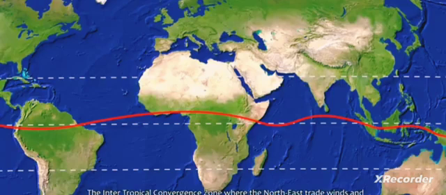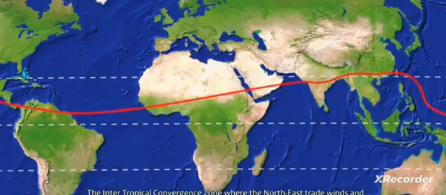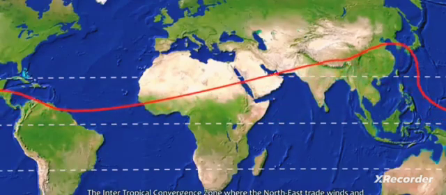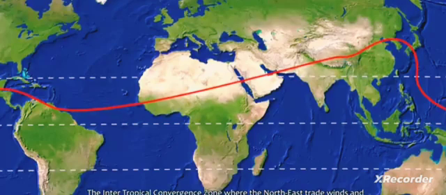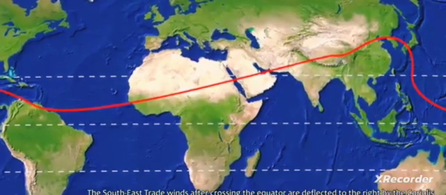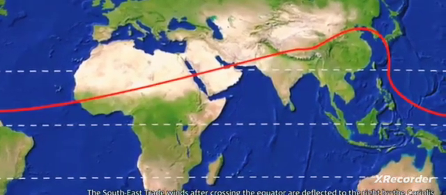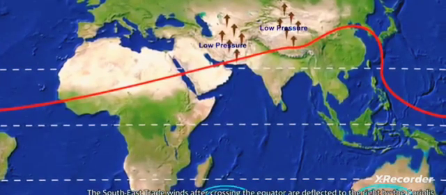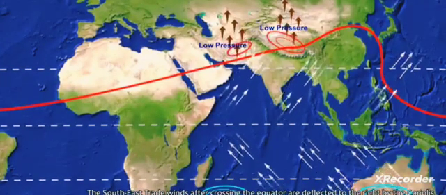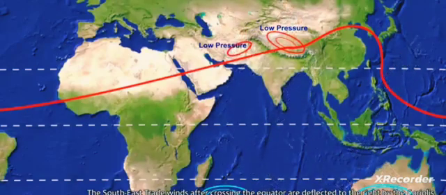The intertropical convergence zone, where the northeast trade winds and southeast trade winds converge in a low-pressure zone, moves to the north of equator and establishes itself over the Indian subcontinent during the month of July. The southeast trade winds, after crossing the equator, are deflected to the right by the Coriolis force, forming the southwest monsoons. These pick up the moisture while traveling from sea to land and cause orographic rain once they hit the highlands of the Indian peninsula. This results in the southwest monsoon.